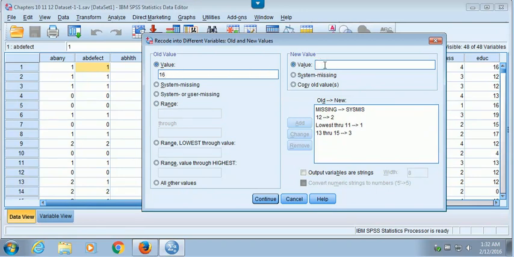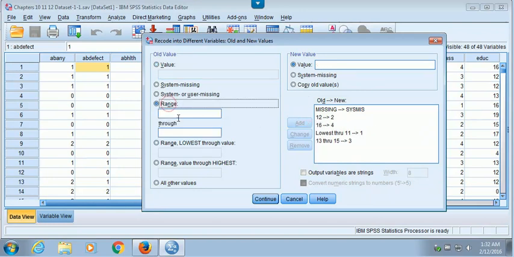And you would recode that as 4. And then you're going to look at the range, and so you would go 17 through 20. The reason you do that is because 20 is the highest value on that variable, and you'll recode it as 5. Make sure you click add.